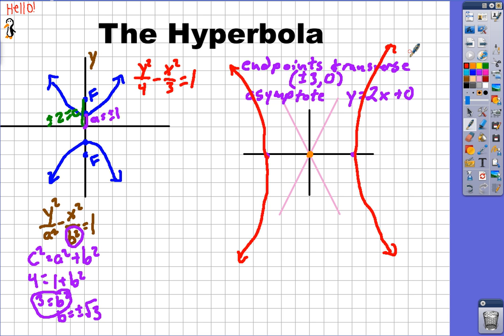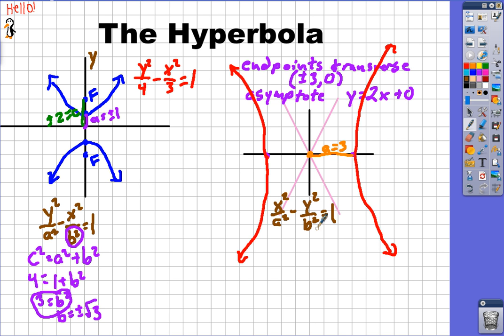So what have we figured out so far? Well, we always know that the distance from the center to the vertex is the a amount. So a equals 3, plus or minus 3 if we consider the other side as well. We also realize the transverse axis is parallel to the x-axis. So that tells us we're going to have x squared over a squared minus y squared over b squared, and that's always going to equal 1. So that tells us the equation we're going to use.